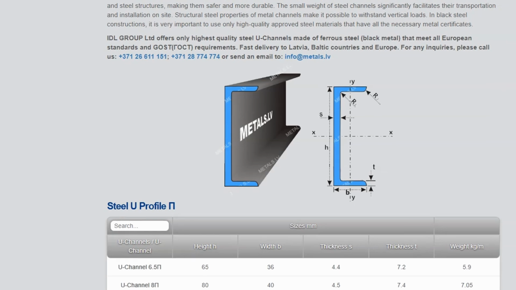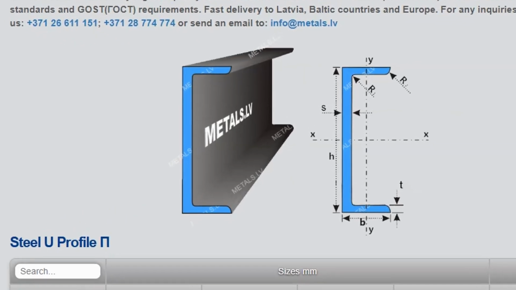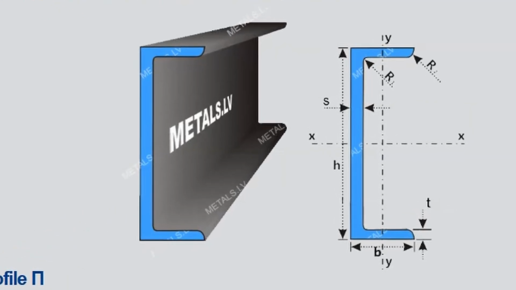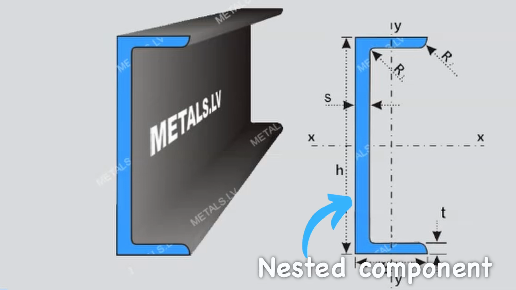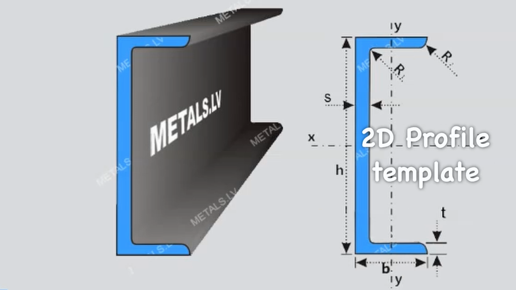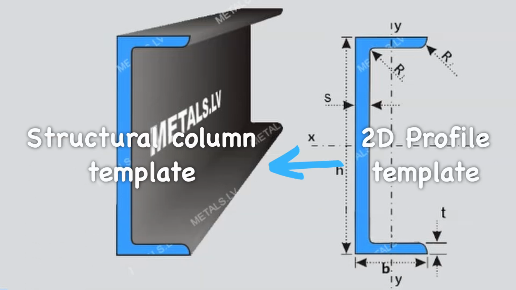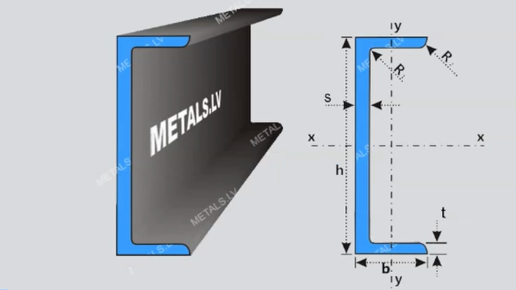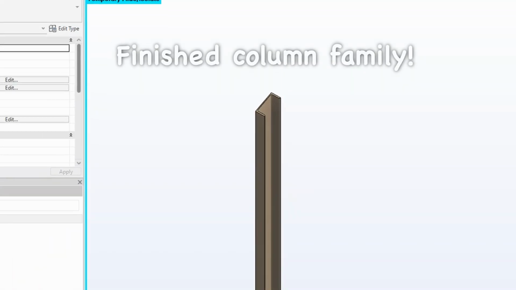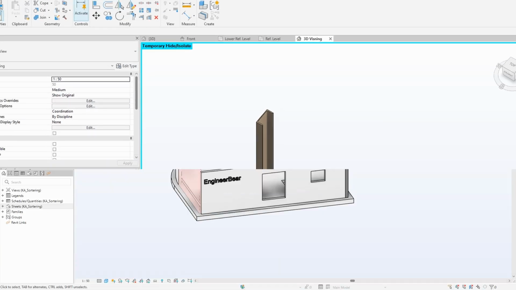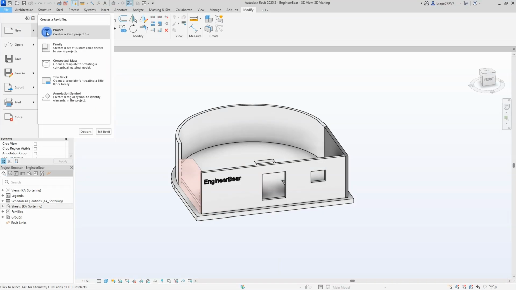Hi friends! In this video, I'll demonstrate how to create a structural column with a U-shaped cross-section similar to the one shown on the screen. The U-shaped cross-section will be developed as a nested component using the 2D profile family template before loading it into the structural column family template, where I will create a fully parametric column to be used in the main project, like this one. Let's get started by opening a new profile family template.